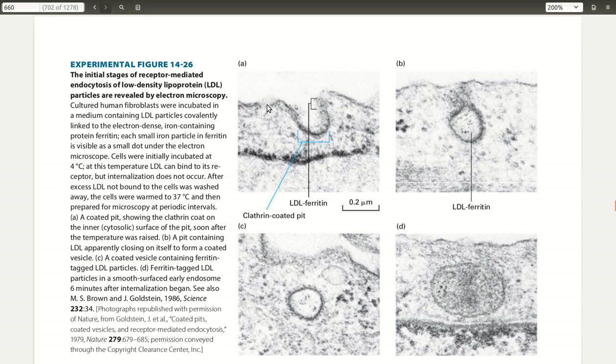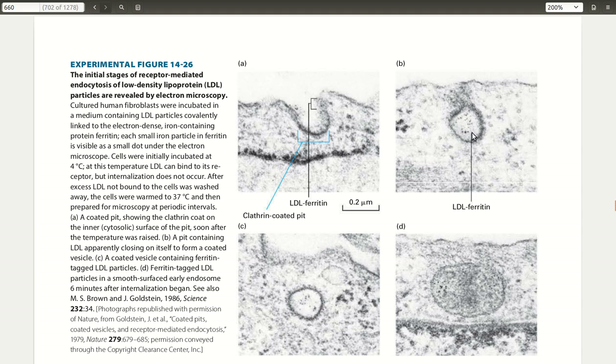But endocytosis does not occur until we raise the temperature to 37 degrees Celsius. At which point, now that all the receptors on the cell membrane are bound to the LDL particle, raising it to 37 degrees Celsius, the endocytosis proceeds, and you see the formation of a clathrin coated pit here, and you see all the ferritin labeled LDL right there on the pit area.